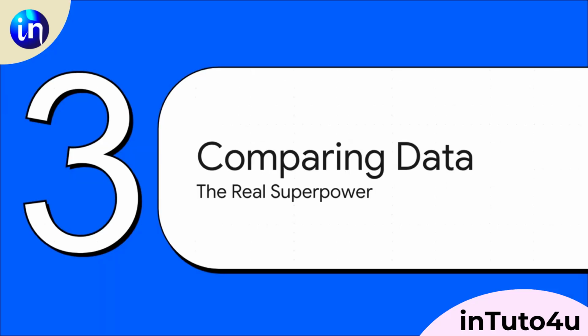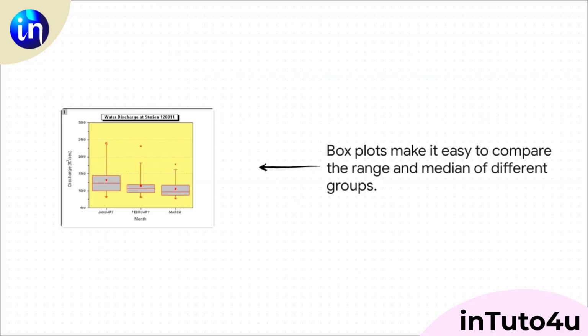Spotting outliers is super useful, for sure, but the box plot's real superpower is comparison. It was literally designed to let you see the differences between different groups instantly. Let's jump back to our water discharge chart to really see this in action. The power here is how fast you can compare these 3 months. Just look at the median lines inside the boxes.